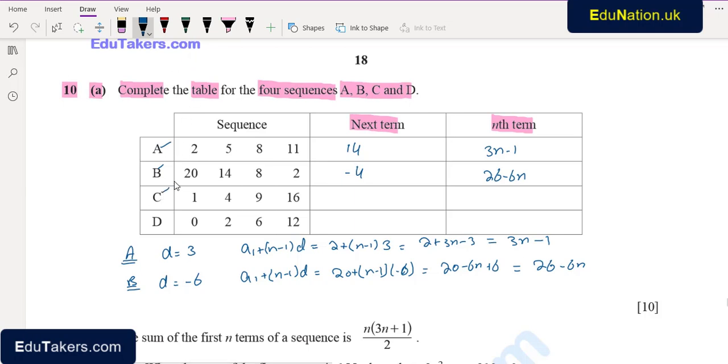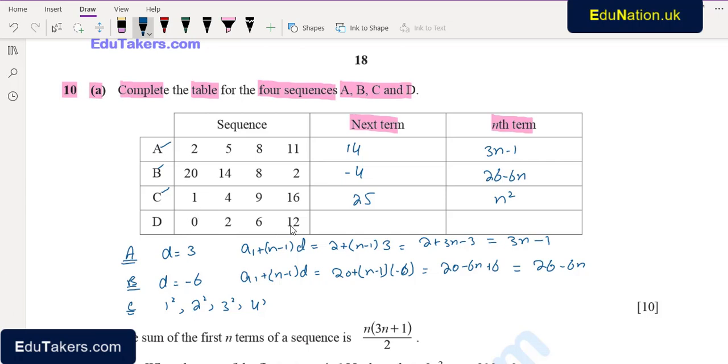Sequence C is 1, 4, 9 and 16, which is 1 squared, 4 is 2 squared, 9 is 3 squared, 16 is 4 squared. Next term will be 5 squared. 5 squared is 25, and nth term is n squared.